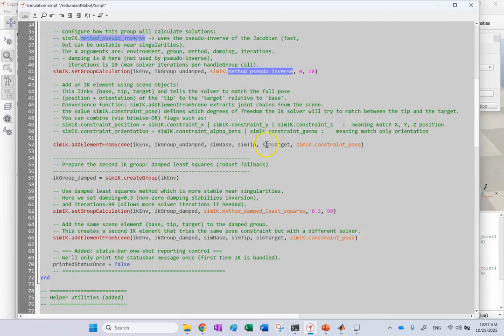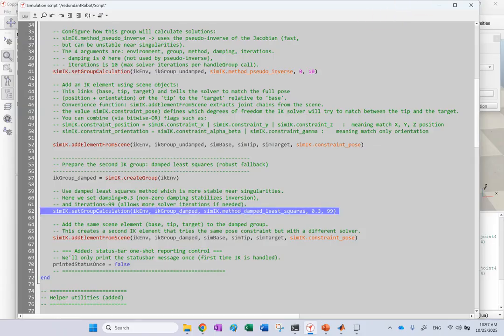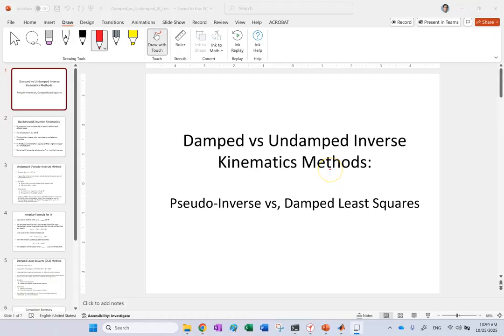One of them was pseudo-inverse, the other one was damped least squares. This one was more stable, less accurate. This one is faster, more accurate, but it's sensitive to being close to singularity. So I want to explain these two methods. This one you probably know, that is very common and used. This one I just wanted to explain a little bit further. Let's talk about these two methods.